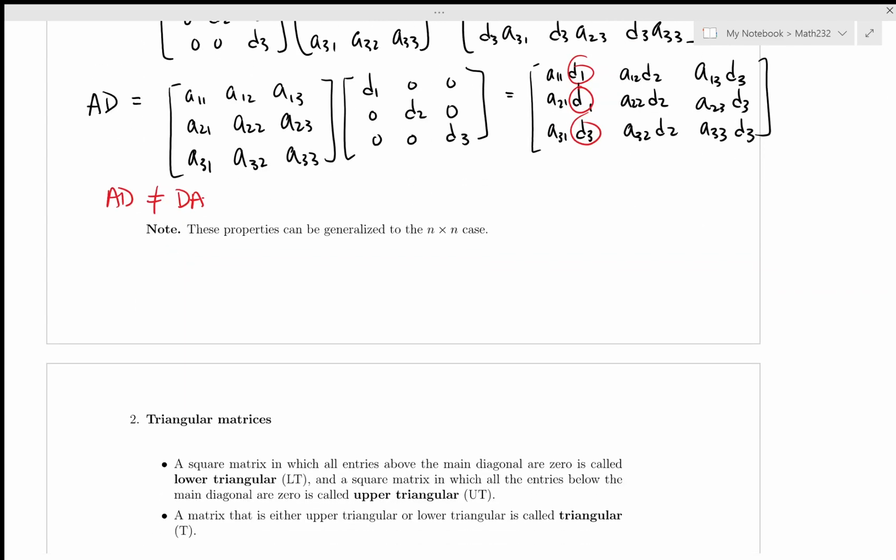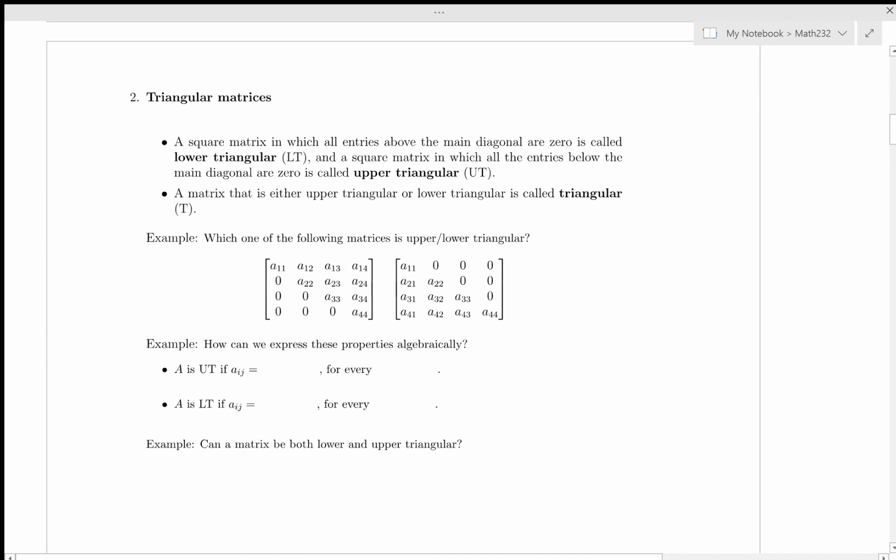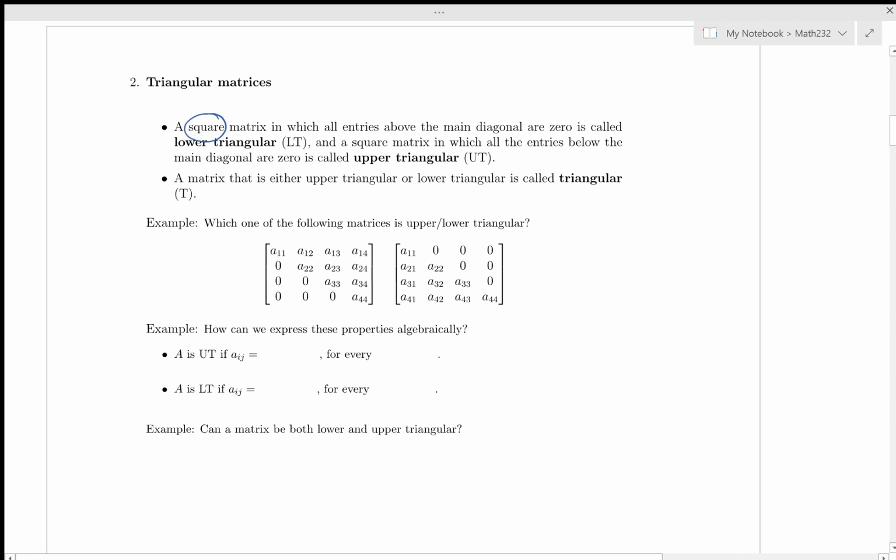That's a diagonal matrix. Next type of matrix we're going to see is the triangular matrix. We're starting with a square matrix, and if all the entries above the main diagonal are 0, it is called lower triangular, and a square matrix in which all the entries below the main diagonal are 0 is called upper triangular. So this one here is the first one, and this one is upper triangular.